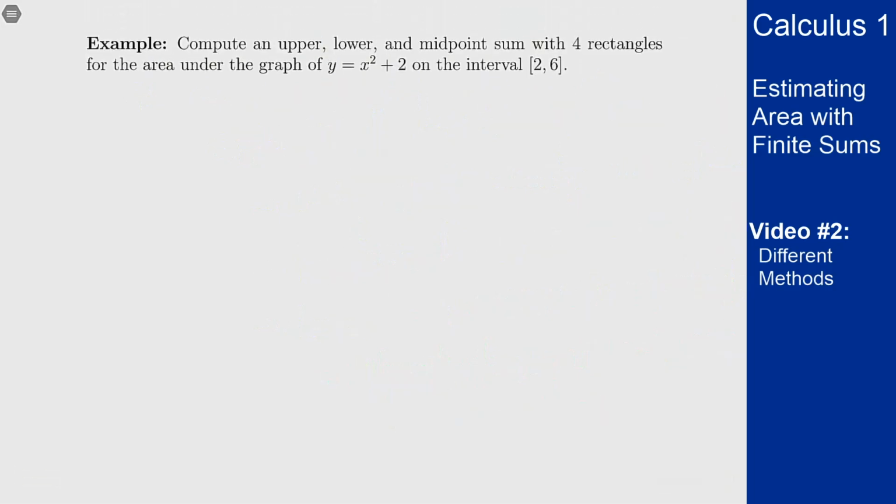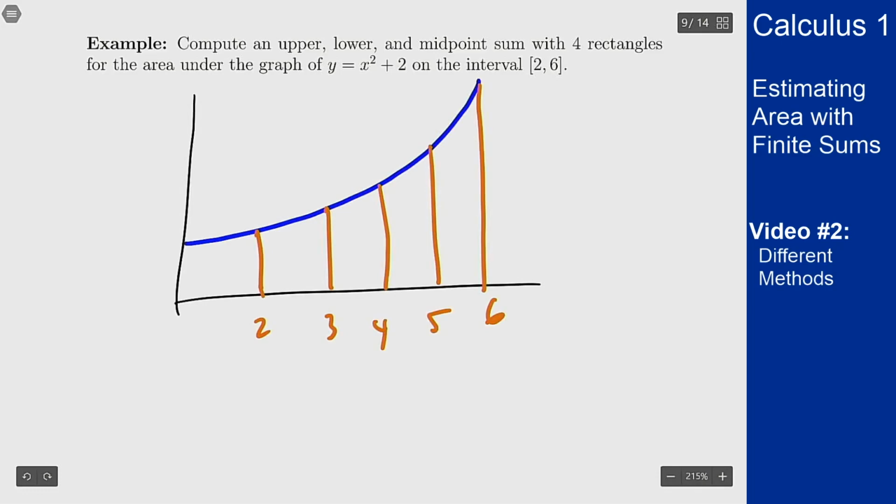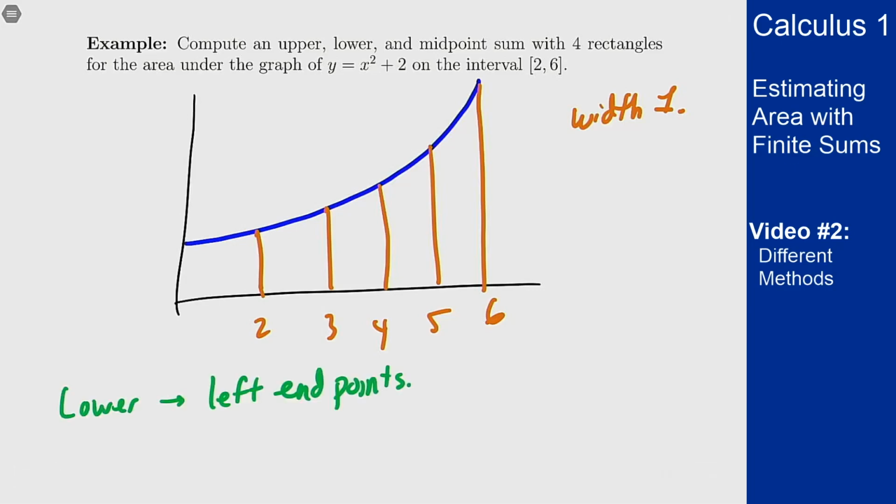So we have an upper, lower, and midpoint sum with 4 rectangles for the area under the graph of y equals x squared plus 2 on the interval from 2 to 6. So let's draw a picture. If I have 2 to 6 with 4 rectangles, that means my rectangles all have width 1. And if we look at our picture here, we know that for a lower sum, we're always going to take the left-hand endpoint of each subinterval, because that's always the smallest value on each little interval. And then for upper, we're taking the right endpoints.